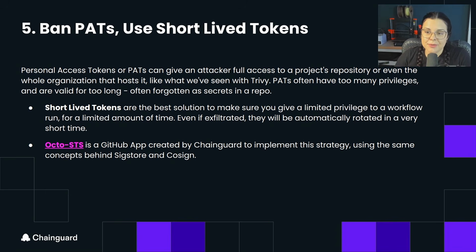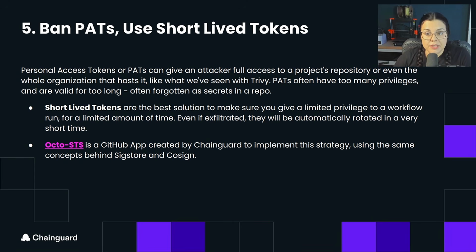And the final advice I would say is to ban personal access tokens. Don't use long-lived tokens because they can be really dangerous. We usually forget about tokens, and a lot of people give a very long expiry time for the token and broad privileges, which can be really dangerous. That's what we saw happening with Trivy. They had an org-wide PAT that was exfiltrated, so attackers had full control over the whole org. They were able to delete and create repos, create releases, and do anything they wanted, basically.